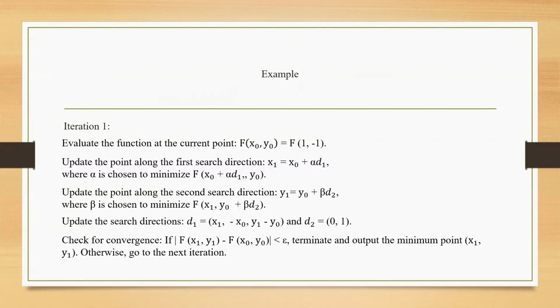Check for convergence. If f(x1, y1) minus f(x0, y0) is less than epsilon, terminate and output the minimum point x1 and y1. Otherwise, go to the next iteration and keep repeating this process until the difference between f(x1, y1) and f(x0, y0) is less than epsilon. So you can say that the minimum of the function has converged, or you can do this process until you find the directions have converged or are conjugate to each other.